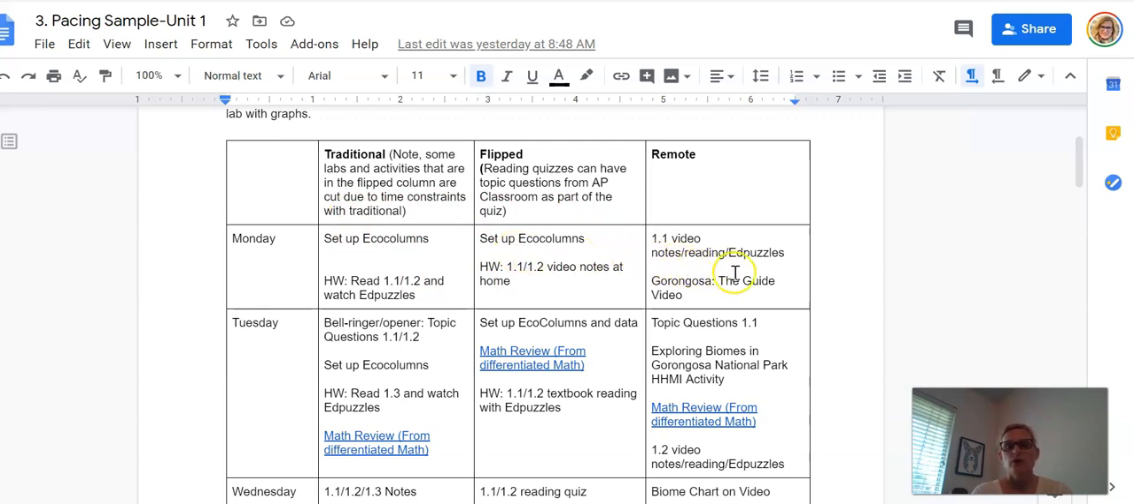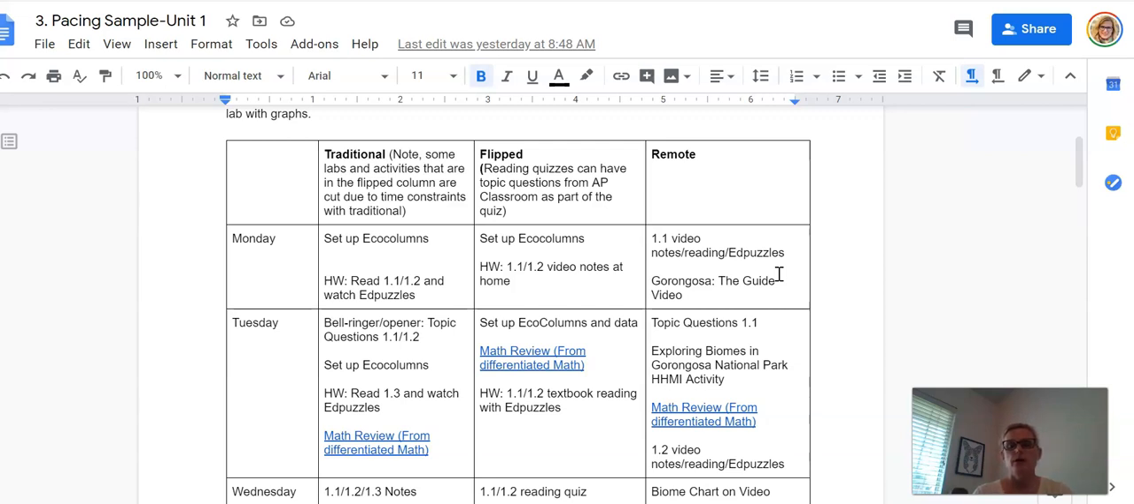For remote, depending on your state, you could or could not do eco columns at home, or have a smaller bio bottle to make observations. In California, that's not something I can do. I can't require kids to purchase things.